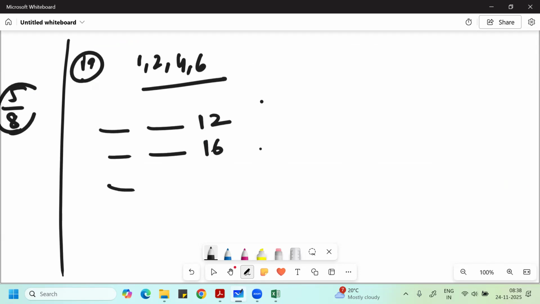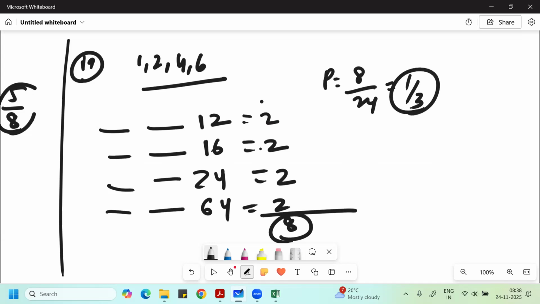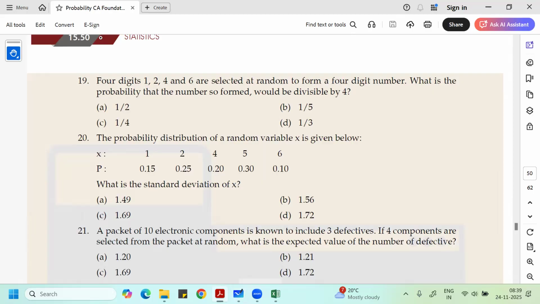Then 24, not 21, 26, not 41, not 42, not 46, not. Then 62, not 64. So here the favorable would be 8. And the four numbers you can arrange in 24 ways. So the probability would be 8 by 24 or 1 by 3. The 19th one answer would be option D.